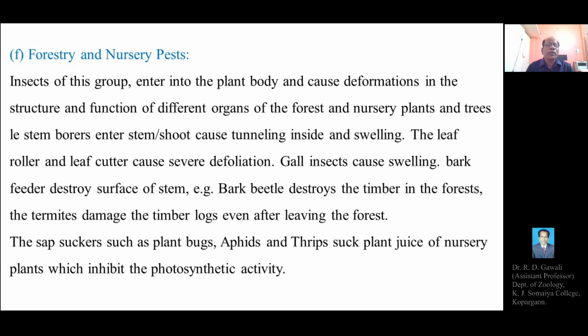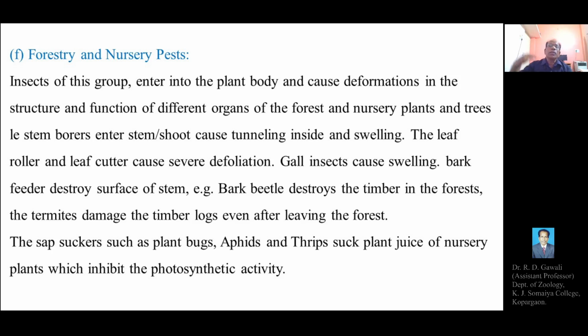The leaf roller and leaf cutter cause severe defoliation. Gall insects cause swelling. Bark feeders destroy the surface of the stem, for example the bark beetle that destroys the timber in the forest. The termites damage the timber logs even after leaving the forest. The sapsuckers, such as plant bugs, aphids, thrips, suck plant juices of the nursery plants and inhibit the photosynthetic activity of the plants in the nursery or even in the forest.